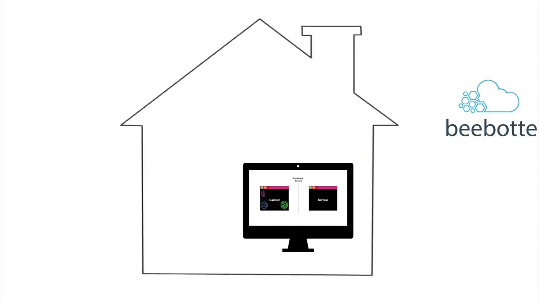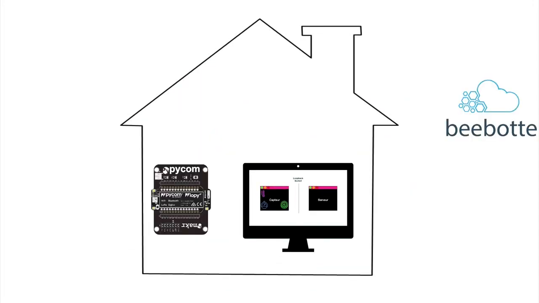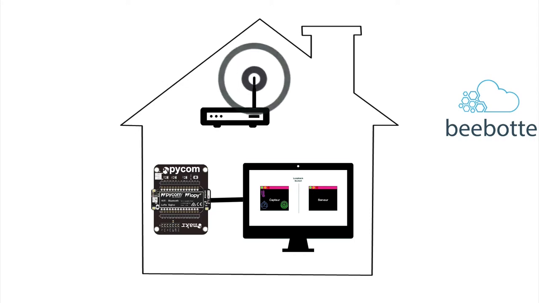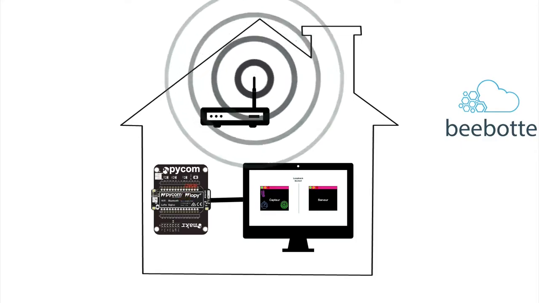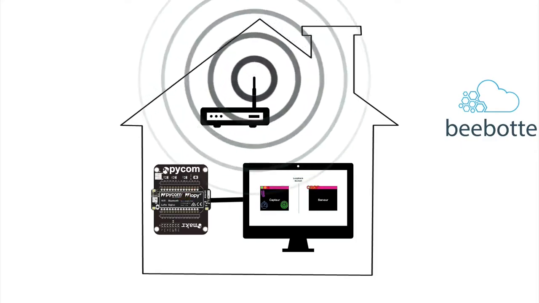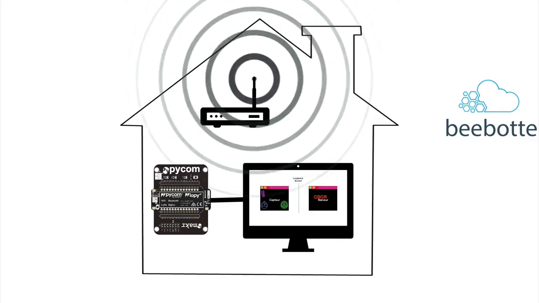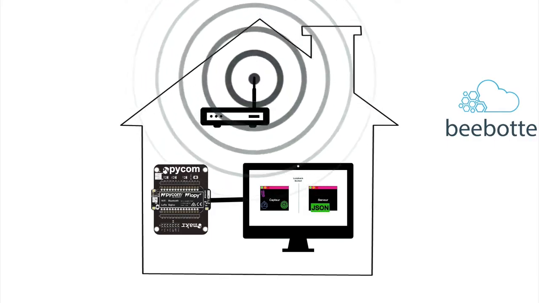To do this, we'll configure it via your computer's USB connection to give it the necessary parameters to connect to the Wi-Fi network. Then the LoPy will behave similarly to the sensor program. It will send data in CBOR to the server program, which won't need to be modified, and will in turn send it in JSON to Beebotte.